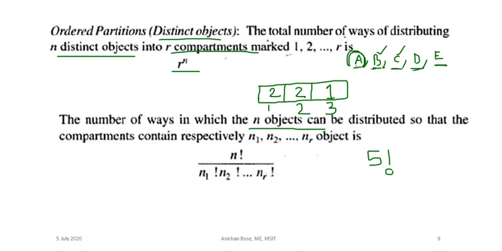Now you have to consider the cases where these 2 are similar, these 2 are similar, and one is of a different kind. Since these 2 are similar, the arrangements among them are not to be considered. So that is divided by 2 factorial, divided by 2 factorial, divided by 1 factorial. This is the meaning of this particular distribution.